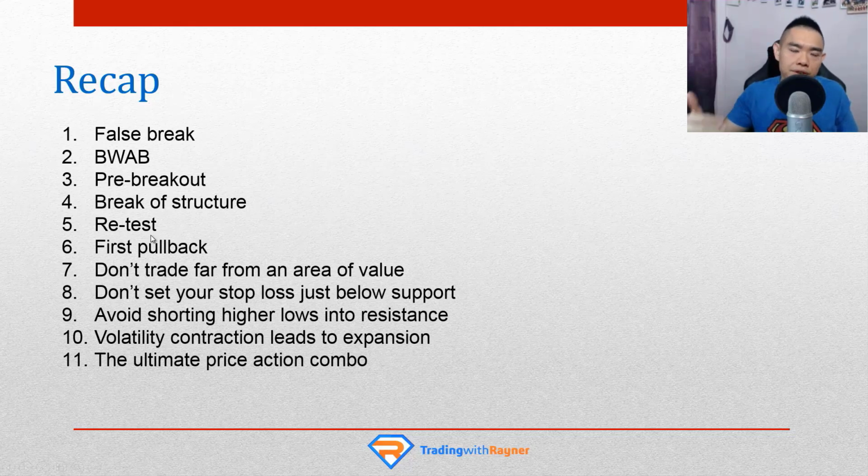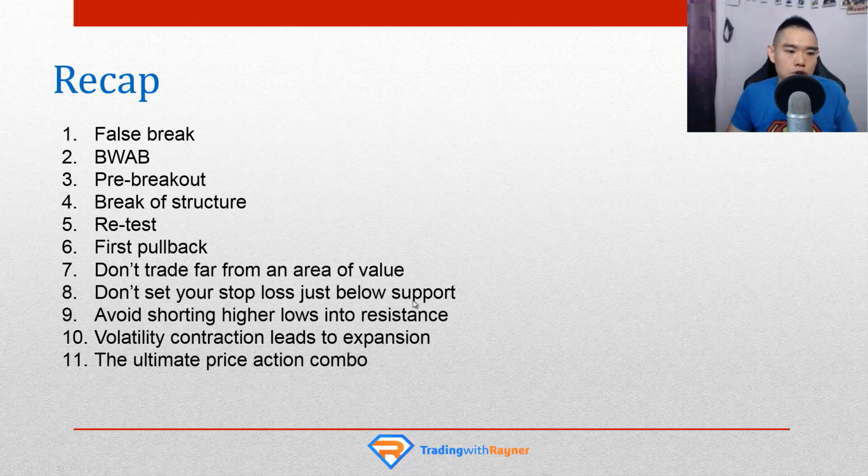Number five, we talked about the retest technique, to retest previous resistance that could become support, or to retest previous support that could become resistance, to help you time your entry. Then we talked about the first pullback. What if the market doesn't retest the level or area you're looking at? You can look for the first pullback. Then next, we talked about when to stay out of the trade. You don't want to be trading when the price is far away from the area of value, because that's where it's about to snap back. So wait for the snapback to occur, then get on board the trade.